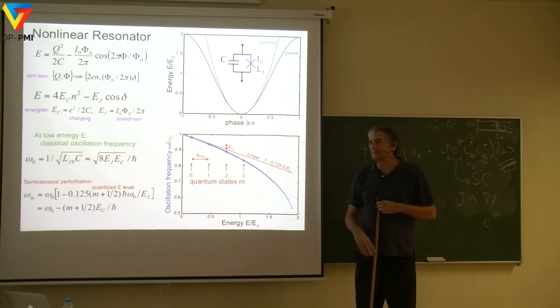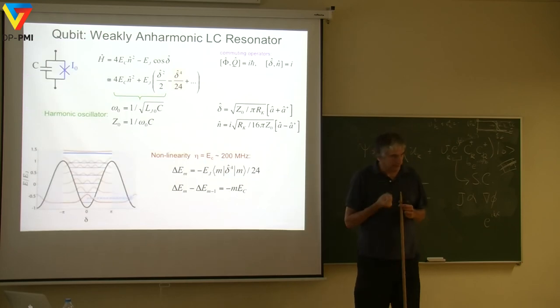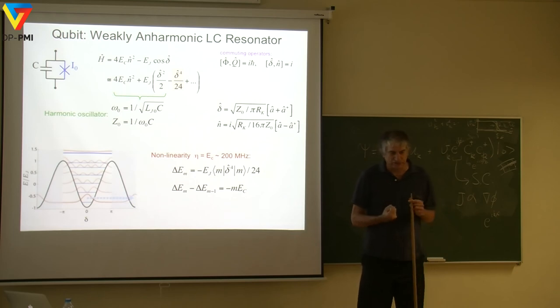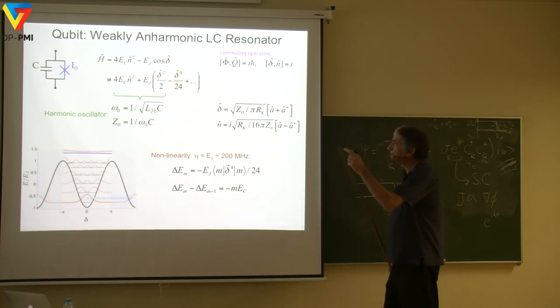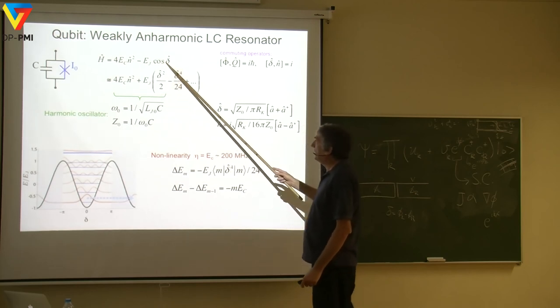Okay. Now you're going to say, wait a second, that is semi-classical, how do we know that's really true? So you do it properly. So let's do the quantum mechanics calculation. Okay? So we have the Hamiltonian, and now we expand out the cosine delta.